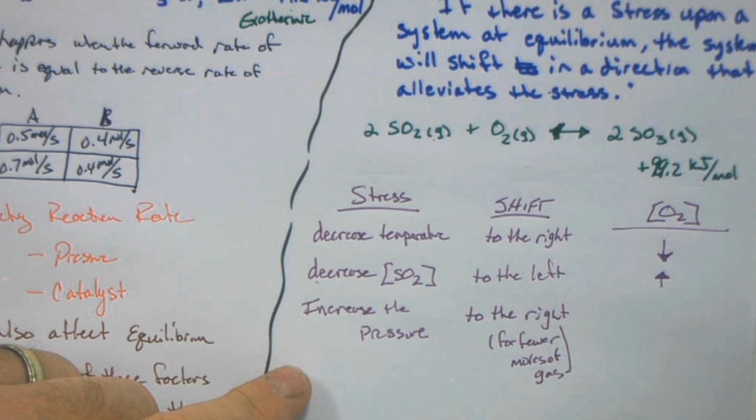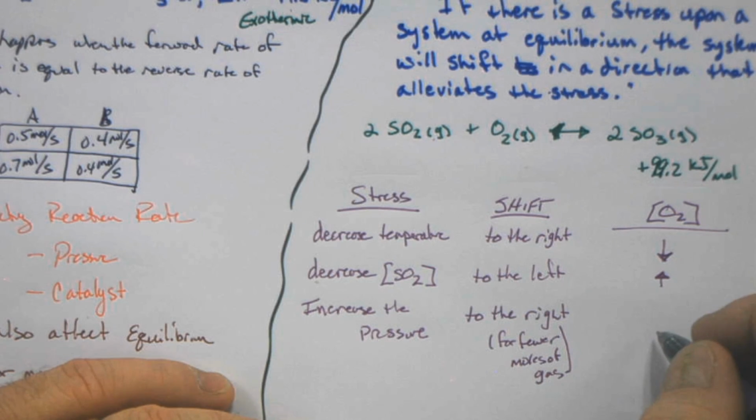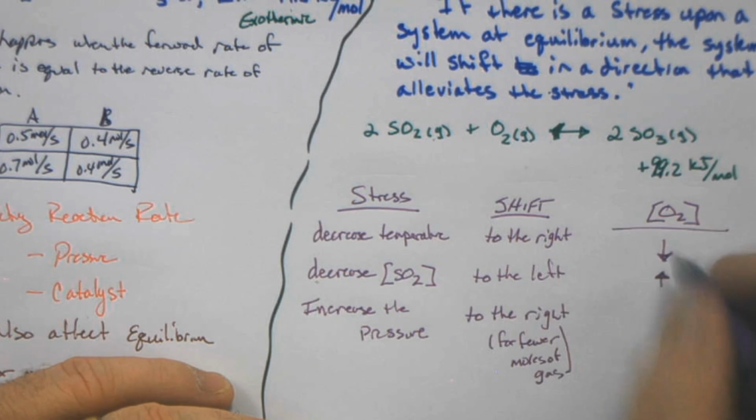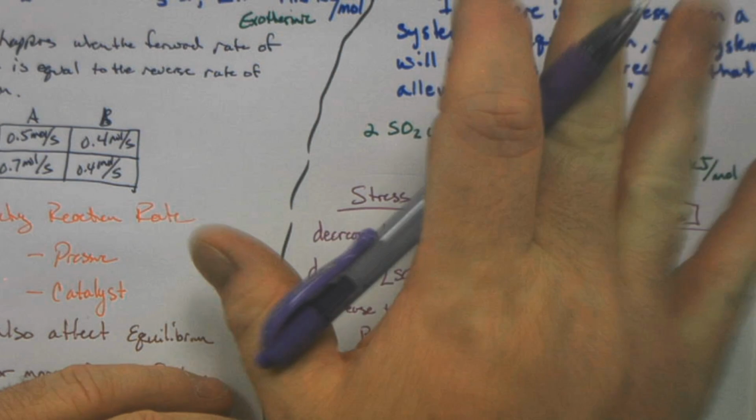For fewer moles of gas, what would happen to our oxygen concentration? It would decrease because we're shifting to the right. To the right leads to a decrease in oxygen. That make sense? Okay. That's where we're stopping for today.